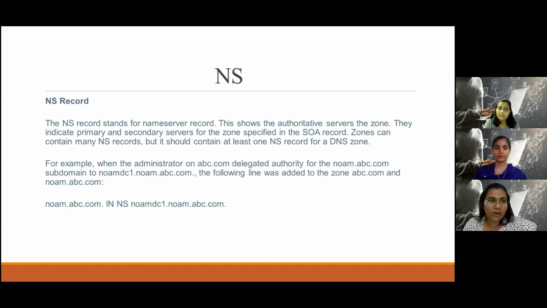For example, when the administrator on abc.com delegated authority for the gnome.abc.com subdomain to gnomedc1.gnome.abc.com, the following lines were added to the zone abc.com: gnome.abc.com. IN NS gnomedc1.gnome.abc.com.